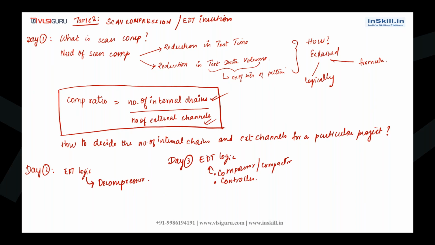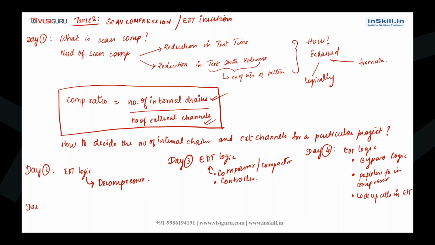And then on day 4, we'll try to understand about the EDT logic only, like the bypass logic, and then pipeline flops and the compressor, and lockup cells in EDT. So all these things we'll try to understand.